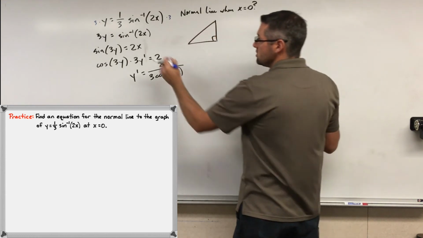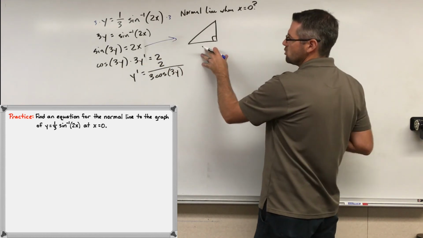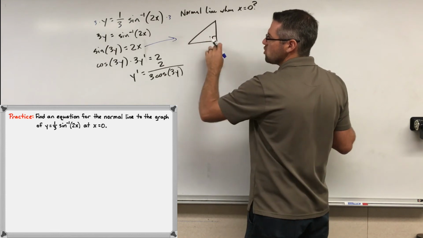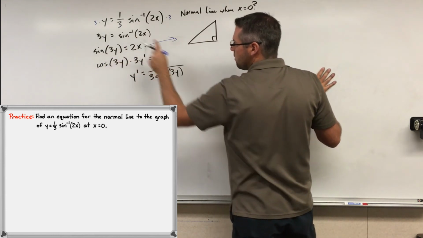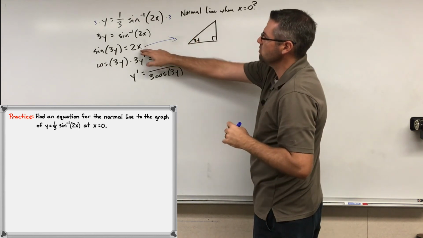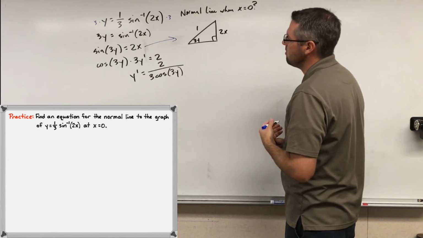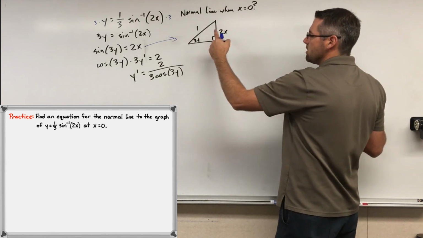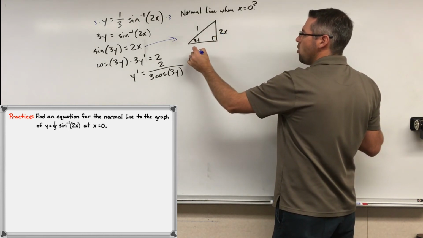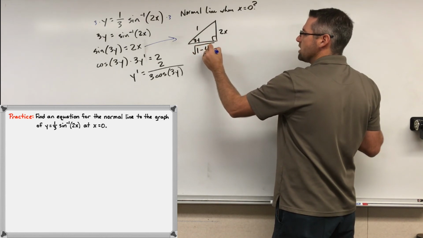So again, we're using this equation, that relationship, to figure out our triangle. What is our angle in this triangle if it says the sine of 3y? Well, the angle would be 3y. 2x would be our opposite, and 1 would be our hypotenuse because sine is opposite over hypotenuse. Then we would do the Pythagorean theorem on this. I'm not going to spend a whole long time on that. It's radical 1 minus 4x squared.